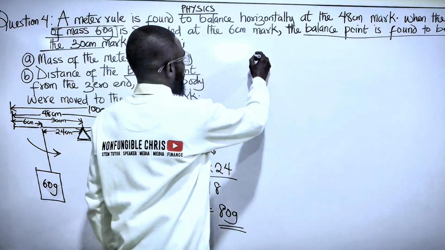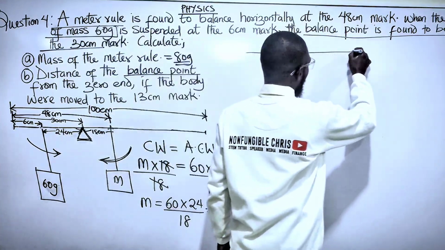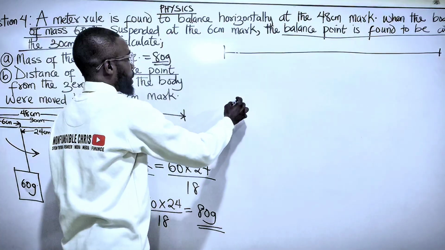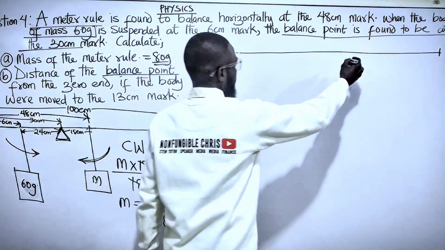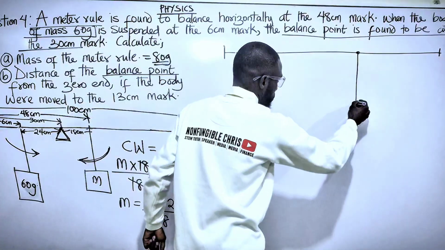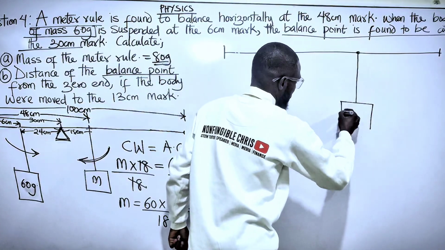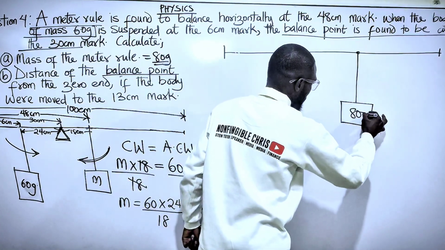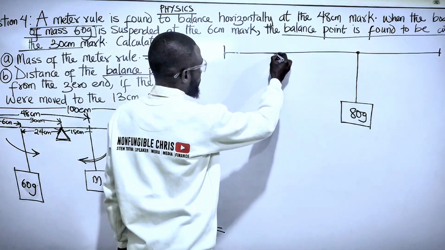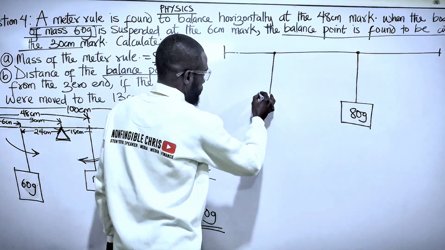So on that, let's draw. Let's assume this is our meter rule. Originally, this was at the 48 cm mark, and the mass of the body we've gotten was 80 grams. Now, this body that was at 6 was shifted to the 13 cm mark.